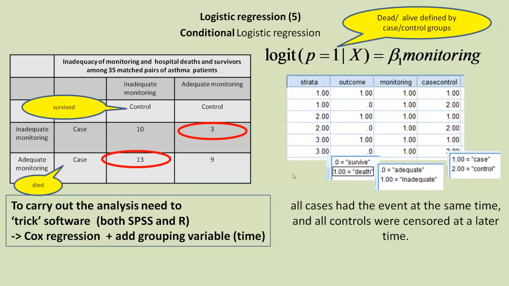So how we do this is all the cases had the event at the same time and all the controls were censored at the same time. This is just a fake variable, a dummy variable. It's necessary so we can actually run the analysis. So we say all the cases had an event and all the controls were censored. 1 equals case, 2 equals control. So we would class 1 as the event when we're analysing the data.